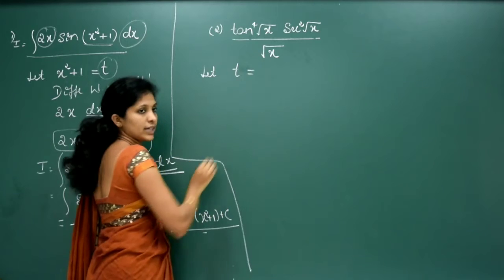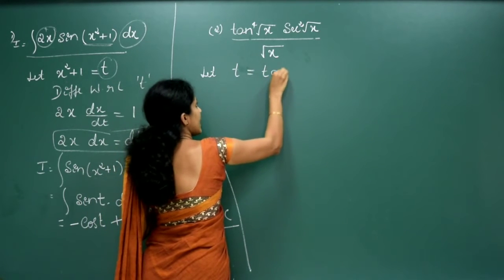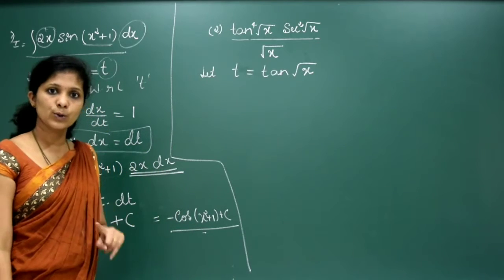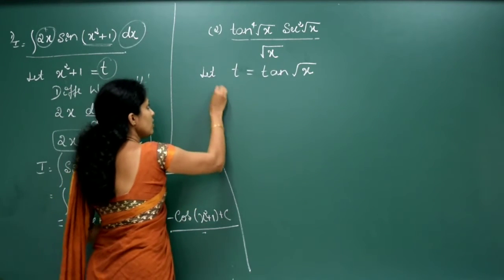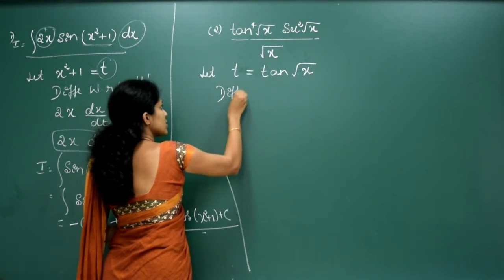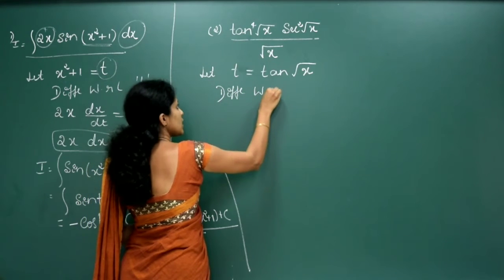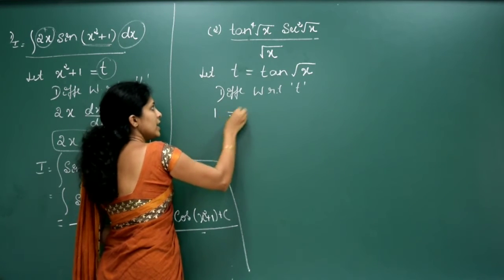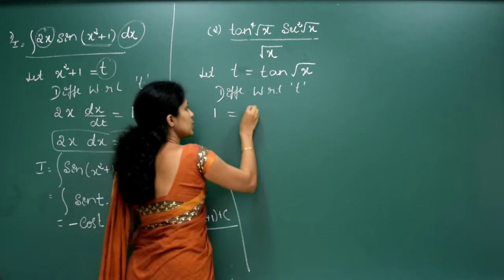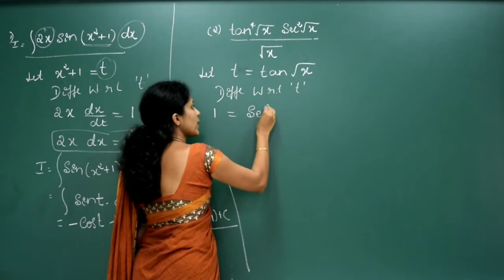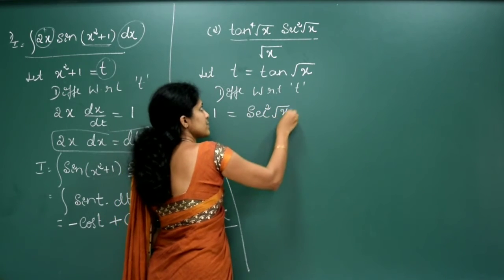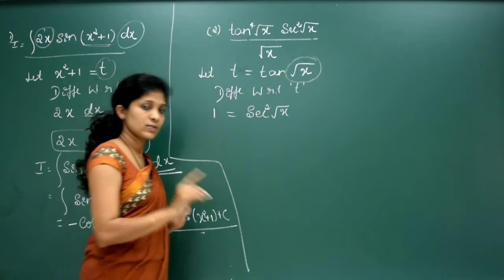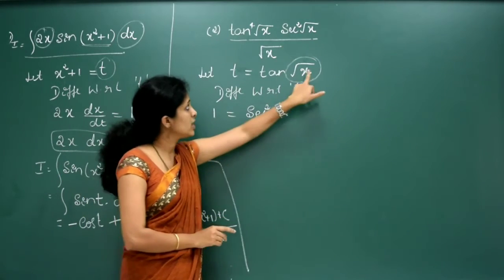Okay, let t is equal to tan root x. After the substitution, you have to differentiate. Now we'll differentiate the function with respect to t. Derivative of t will be equal to 1. Derivative of tan root x will be equal to secant square root x. Not only this much. Here next you have to differentiate the function root x. That's why I told you differentiation should be good. So this is root x.